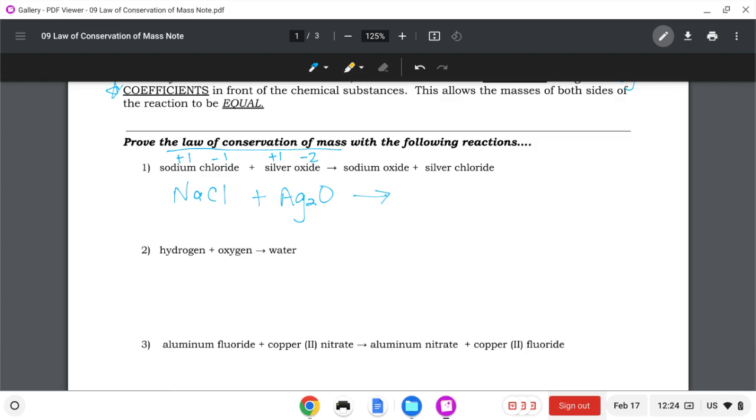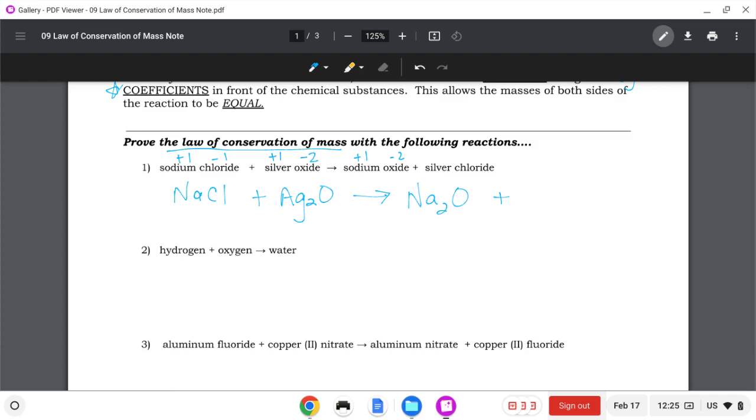Sodium oxide. Okay, so if we have ionics to start the reaction, we're going to have ionics still to finish the reaction. So I can just go and look up the charges. Sodium has a charge of 1. Oxygen has a charge of 2. I do the crisscross rule, and I come up with that formula.